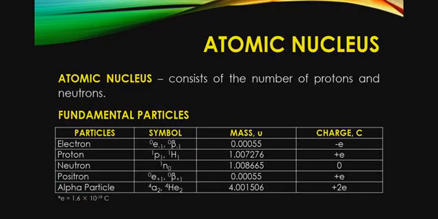So, atomic nucleus. The atomic nucleus consists of a number of protons and neutrons. So, yun nga, we have particles which are the electron, proton, neutron, positron, and alpha particle, with the symbol, which you can see on the screen, and its mass, and also its charge.